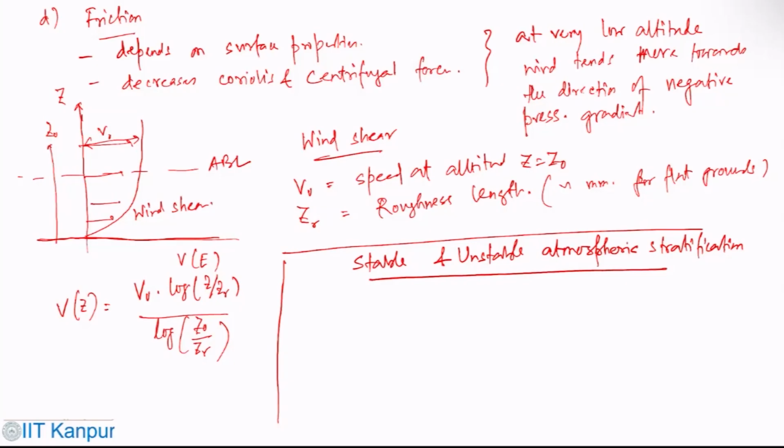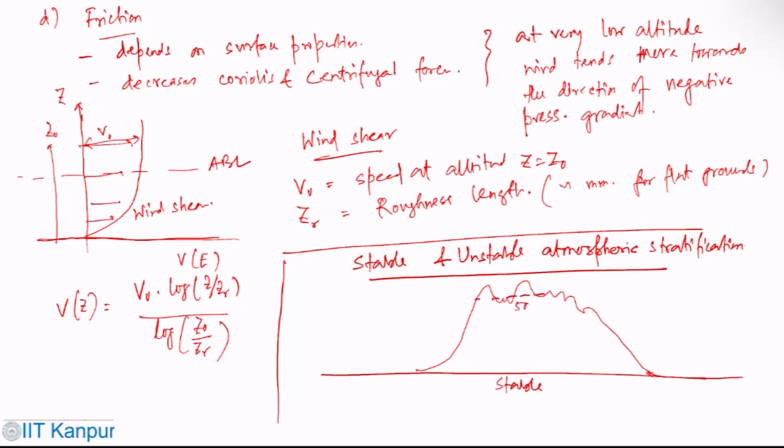If I have to plot it, then this is the stable zone. That is, let's say, some kind of 5,000 meters. This is something neutral.